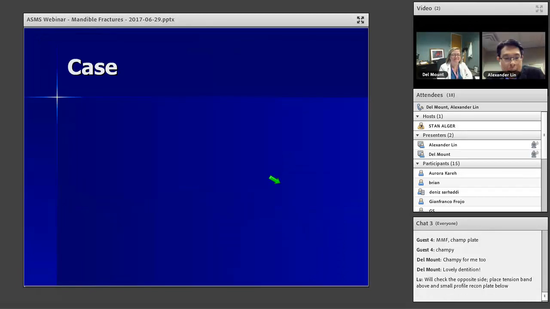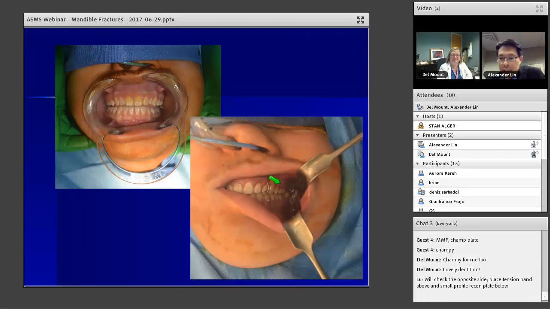We'll check the opposite side. Place tension band above and a small profile recon plate below. I'm not sure what you mean, Lou, but your writing is good, but I don't know what you mean. Place tension band above.